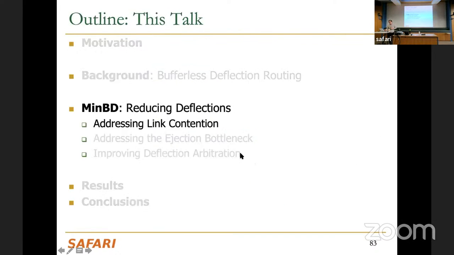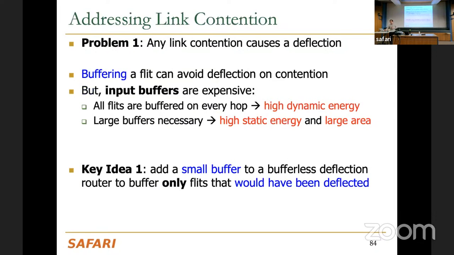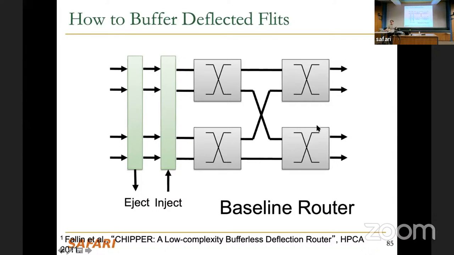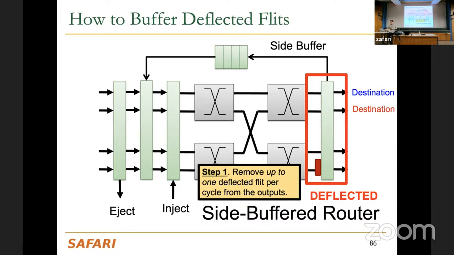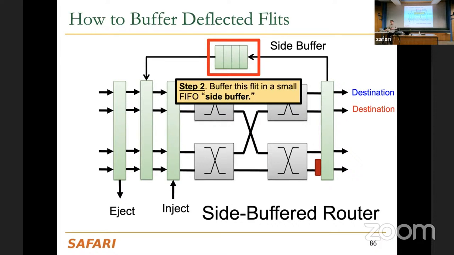Okay, I already said all of these. Let's take a look at this. I think we already said this, but basically, the first key idea is to add a small buffer to a bufferless deflection router to buffer only flits that would have been deflected. So this is our router right now. One of them gets deflected over here, and the other one gets to its destination. Instead of that getting deflected, what we do is we send the deflected one, one per cycle again, to make things simple. We move up to one deflected flit per cycle from the outputs. And that goes into the side buffer. Now the side buffer gets injected over here earlier than the local node over here.